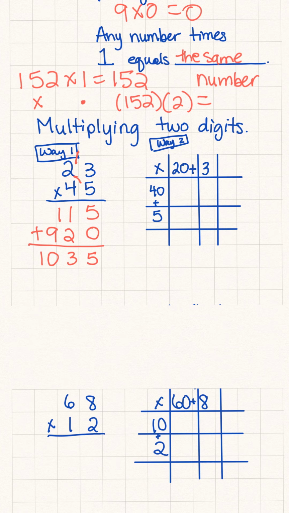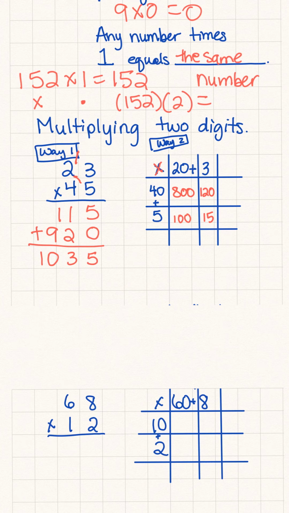So the other way of doing it is if you break it apart into boxes. So this is saying 23, 20 plus 3 times 40 plus 5. So we go 20 times 40, 2 times 4 is 8, add 2 zeros. 40 times 3, 4 times 3 is 12, plus the extra 0 is 120. 20 times 5 is 100. 3 times 5 is 15. So then we want to add all of those up.